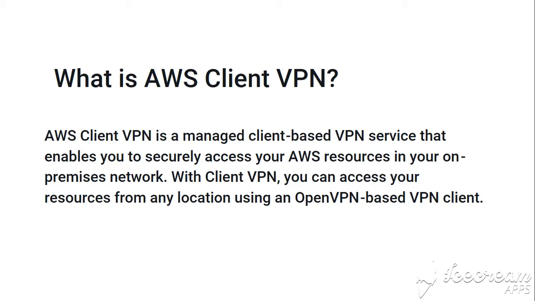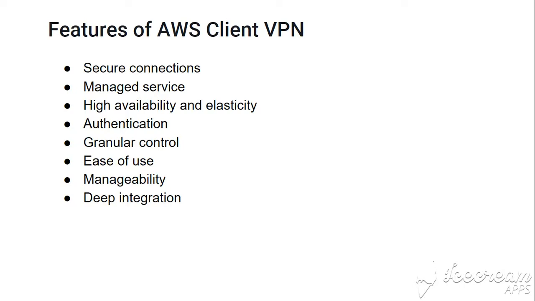So AWS Client VPN is a managed client-based VPN service that enables you to securely access your AWS resources and your on-premises network. So with Client VPN, you can access your resources from any location using an OpenVPN-based VPN client. And let's talk about the features of AWS Client VPN.